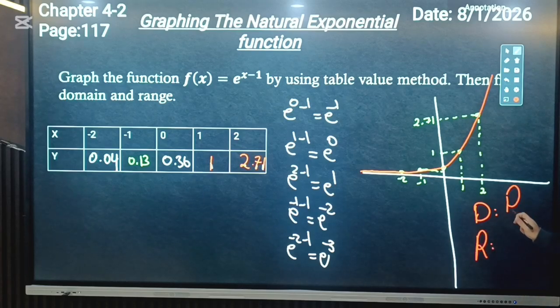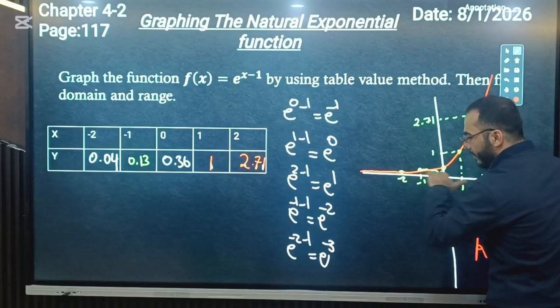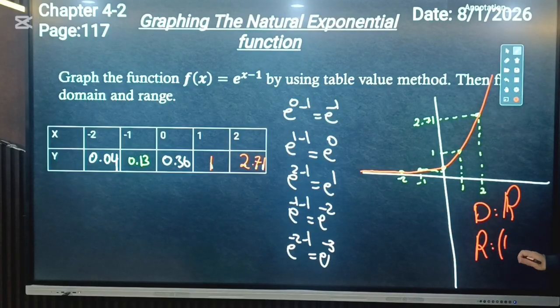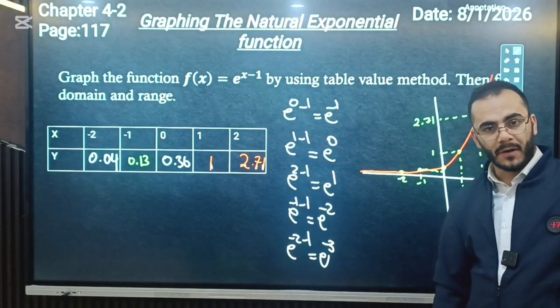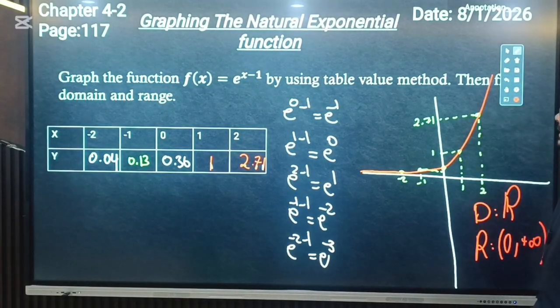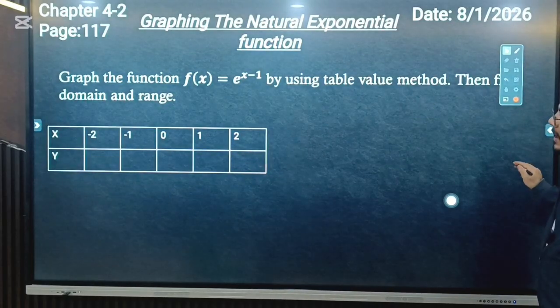Okay, domain is all the real numbers. Range is, look, the graph is above the x-axis, which is 0. So from open interval 0 to positive infinity for y, because it goes up to positive infinity. Perfect. Next question, let's see what we have.